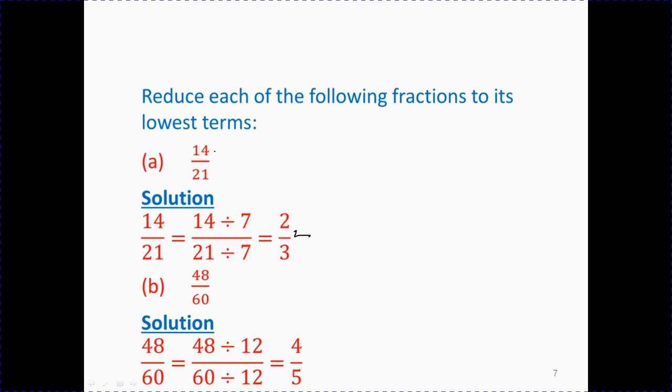The same thing we can do for 48 and 60. Now we can divide by 2, we can divide by 6, we can divide even by 12. So if we divide both by 12, 48 divided by 12 gives 4, and 60 divided by 12 gives 5. Even if you use your calculator, you'll find out that 48 over 60 equals 0.8, and 4 over 5 also equals 0.8.